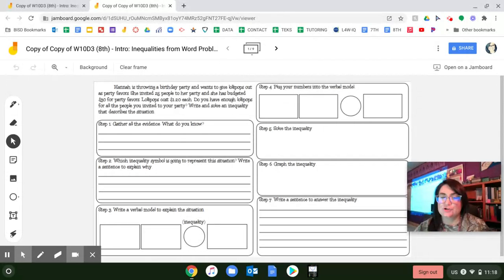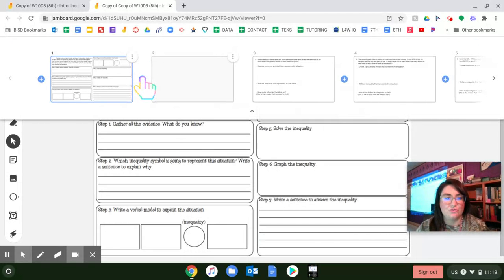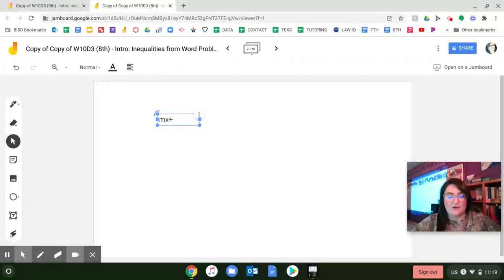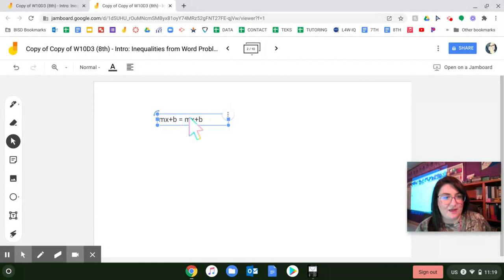So today we are going through inequalities. They're very similar to the equations that we've been putting in the calculator. Let me show you an example. The equations that we've been putting in the calculator look like this: mx plus b equals mx plus b, where on one side of the equation we have a slope and a y-intercept, and the other side we also have a slope and y-intercept.